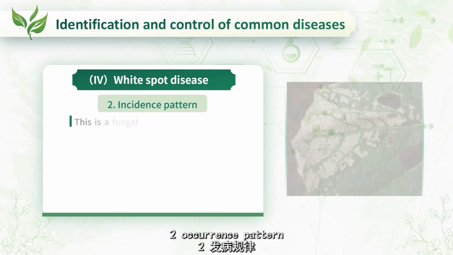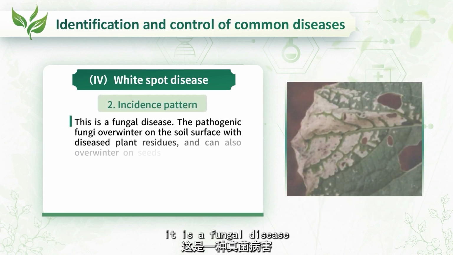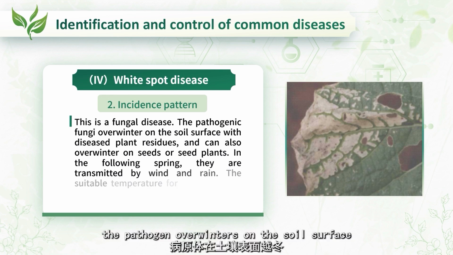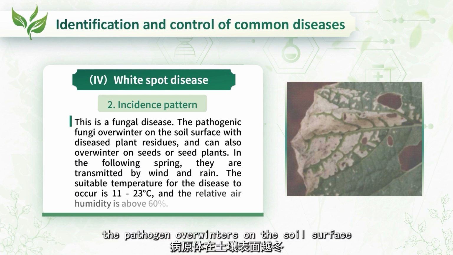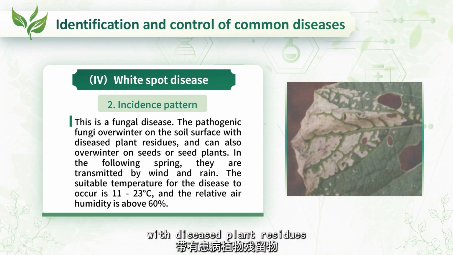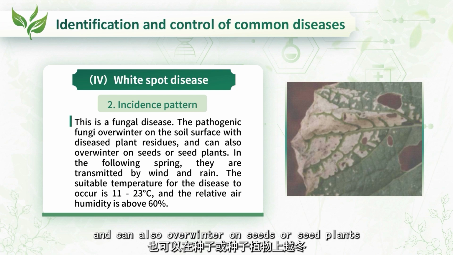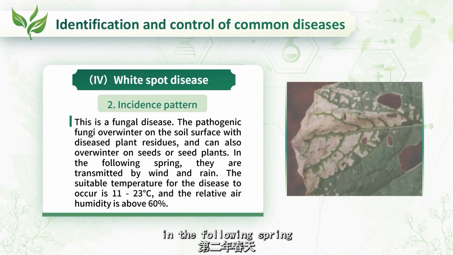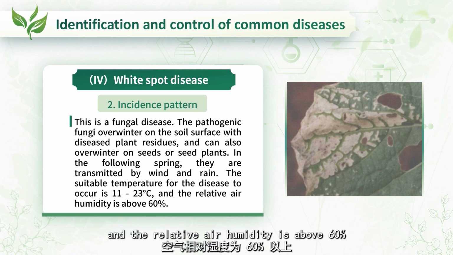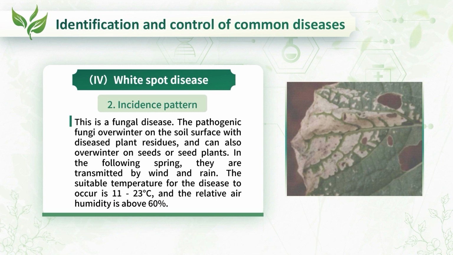2. Occurrence pattern. It is a fungal disease. The pathogen overwinters on the soil surface with diseased plant residues and can also overwinter on seeds or seed plants. In the following spring, it is transmitted by wind and rain. The suitable temperature for the occurrence of the disease is 11-23 degrees Celsius, and the relative air humidity is above 60%.